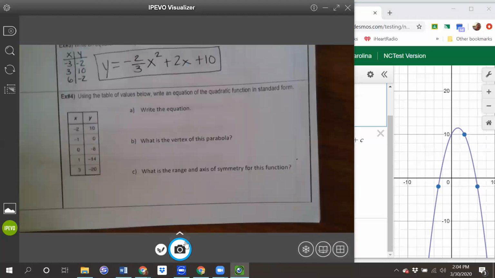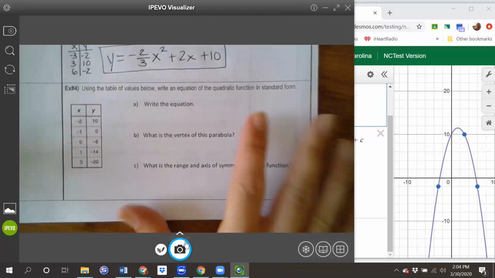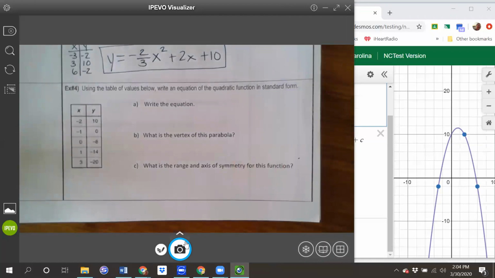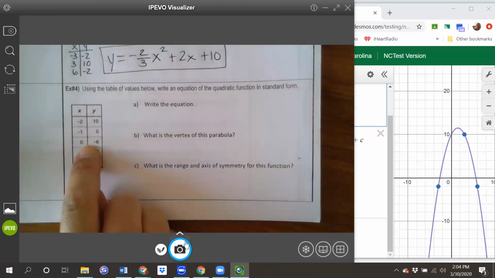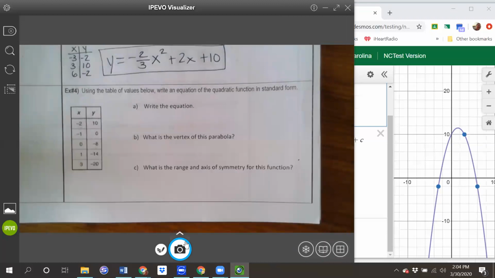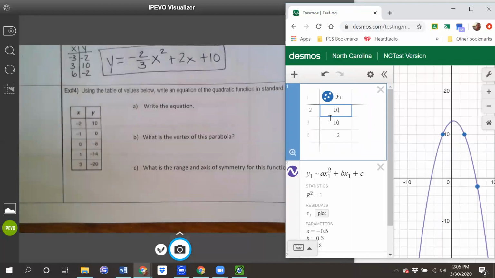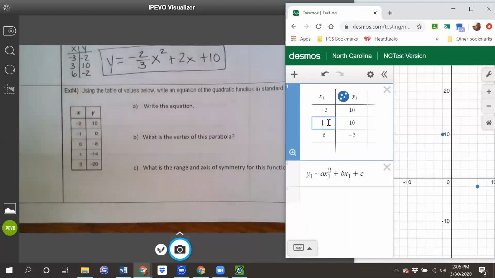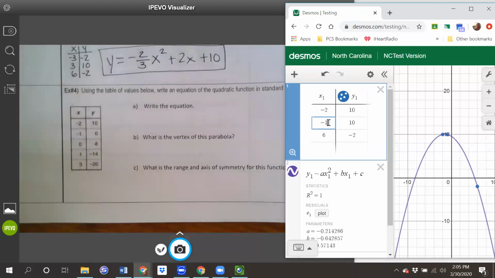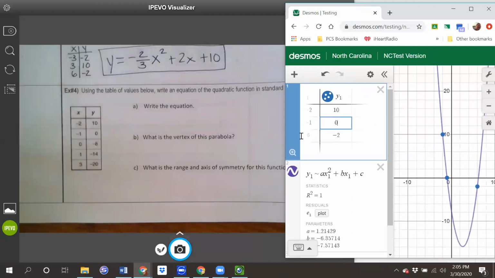Number 4 says, using the table of values, write an equation for the quadratic function in standard form. So they have given us a table of values instead of coordinates, so that's nice. So I'm just going to go back to my table of values here, and I'm just going to start making my edits. So -2, +10. That one is -1, 0. This one is 0.